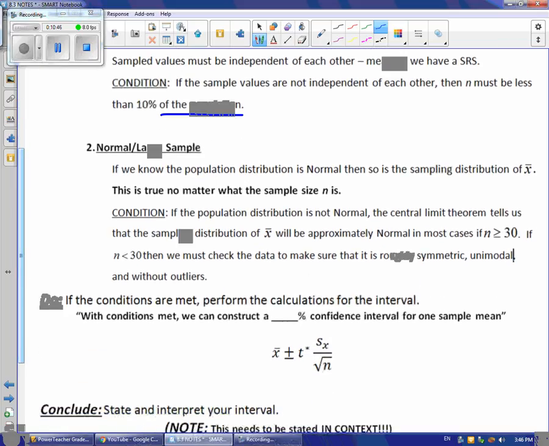Second, we need to have a big enough sample, and we have to meet the normal condition. If we know the population distribution is normal, so is the sampling distribution of our sample means. This is true no matter what your sample size is. However, if we do not know anything about the population distribution, we don't know if it's normal or not, our central limit theorem tells us that the sampling distribution of your sample means will be approximately normal in most cases if your sample size is greater than 30. If your sample size is less than 30, then you have to check the data to make sure that it is roughly symmetric, unimodal, and has no outliers.